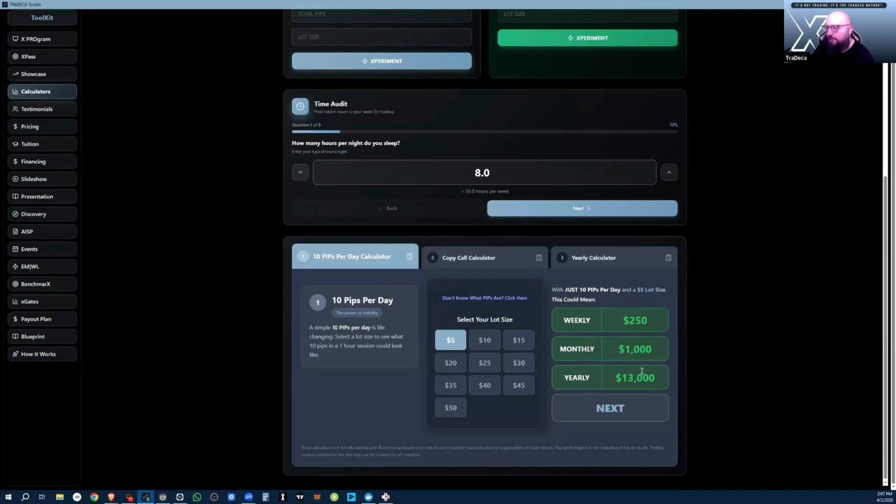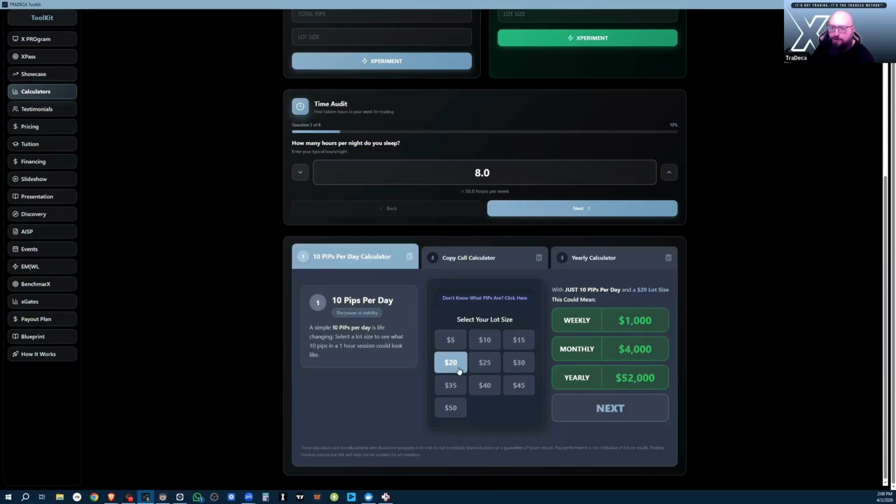Now, for most of our folks, they're going through something called a funded account, which is where they trade with other people's money, not their own money. It's awesome. It's actually one of the best ways to replace job income. And they actually start out at $20 a pip. So starting at $20 a pip, if you're just doing 10 pips a day, you're looking at $1,000 a week, $4,000 monthly, $52,000 a year.